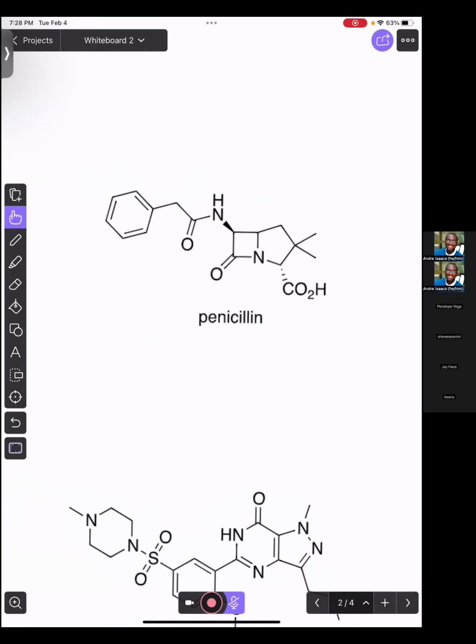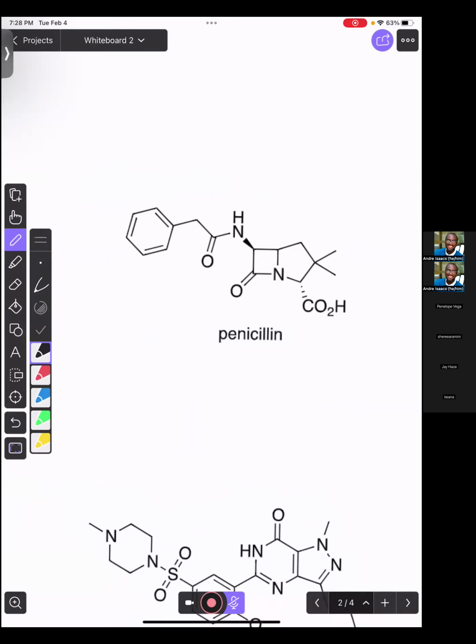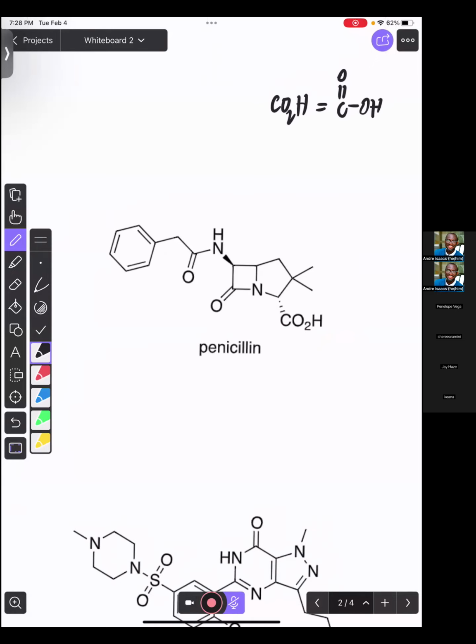By the way, I wrote this as CO2H, but I really should have drawn it out. So this should really be C double bond O OH. I think you all know what functional group that is already, right? That's what CO2H is. Let me write that up here. CO2H is equal to C double bond O OH. That's what CO2H is, okay? Everybody got that?